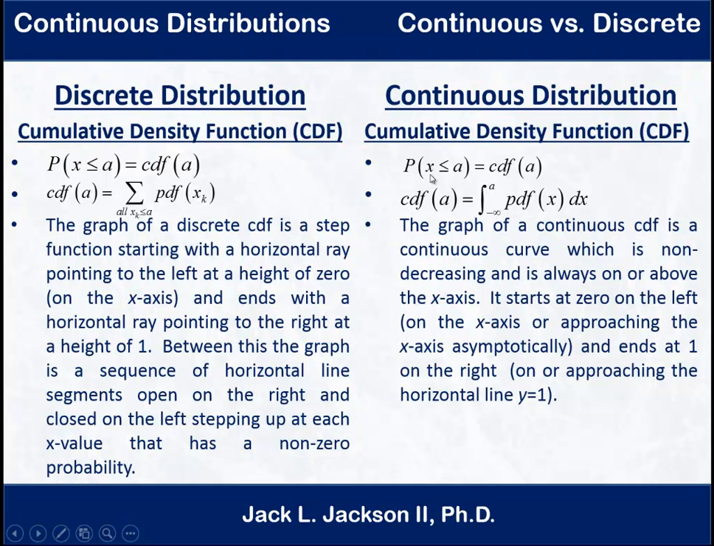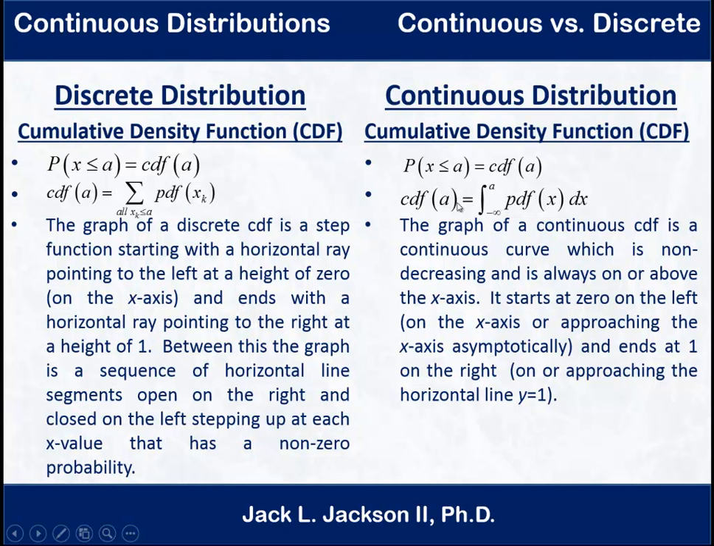Guess what? Continuous case? Exactly the same thing. The probability that x is less than or equal to A is the CDF of A. So both of these are the same in that respect. What is CDF of A? How does that connect to the PDF? Well, the CDF of A is the sum over all x's less than or equal to A of the PDF. So you take the PDF and evaluate it at all x values that are less than or equal to A, find all those outputs, which are probabilities of those individual x's, and add them all up.